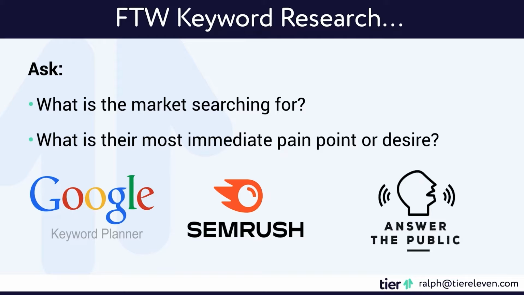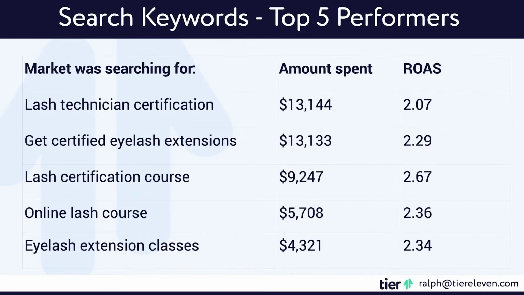So all of these things rolled up into one created a pretty hefty list of keyword search terms. These are not branded search terms, by the way. These are just additive to what is already being done in their interruption-based marketing campaigns. So lash technician certification, spent 13 grand, get certified eyelash extensions. A lot of these search terms were just really, really small volume, but they all added up to a tremendous amount of volume on Google.